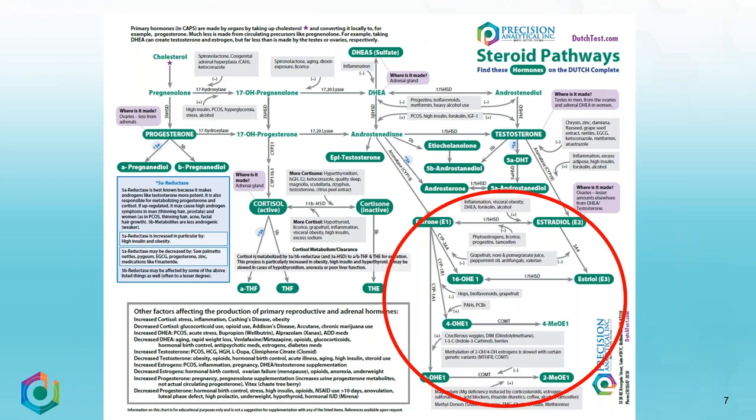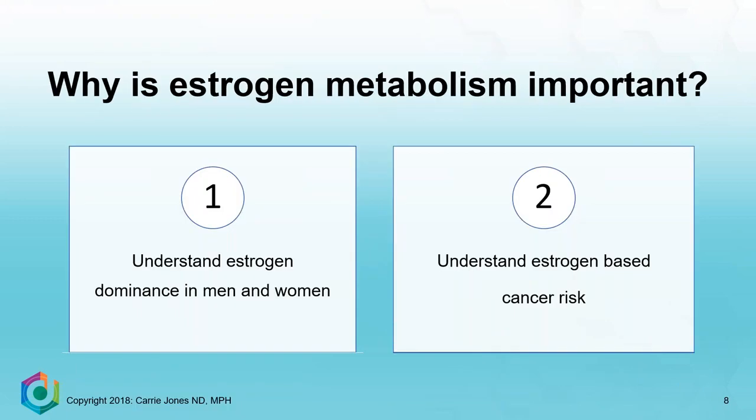For those of you who have seen steroid pathways before, this particular pathway is the pathway for Precision Analytical, or the DUTCH test, and it's in the lower right-hand corner. So we're going to be focusing right there: E1, E2, E3, the 2, 4, and 16, and the methoxy, which is moving through phase 2 detoxification.